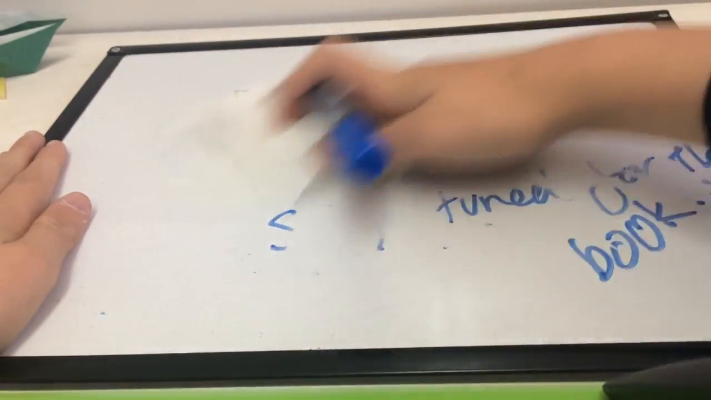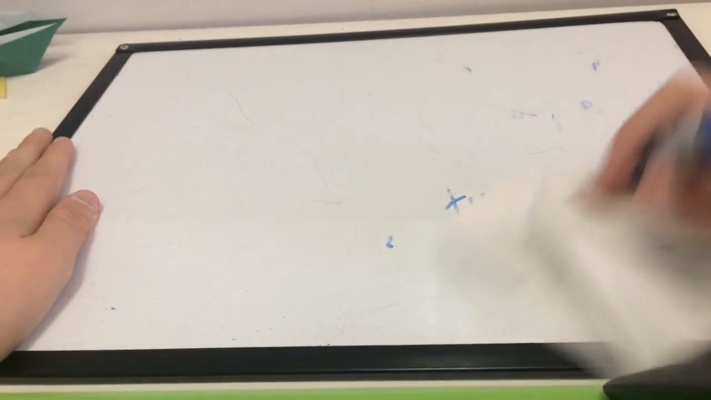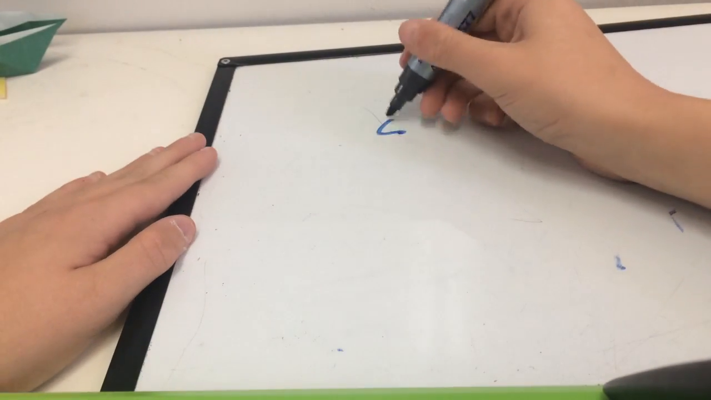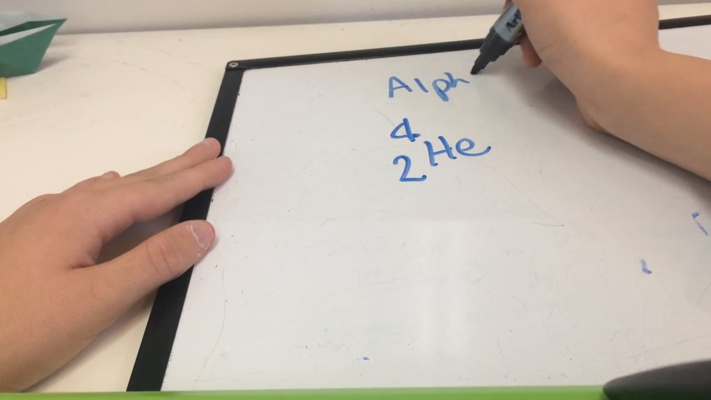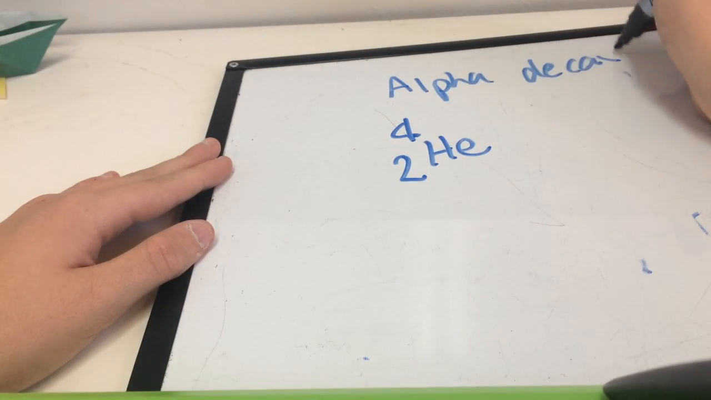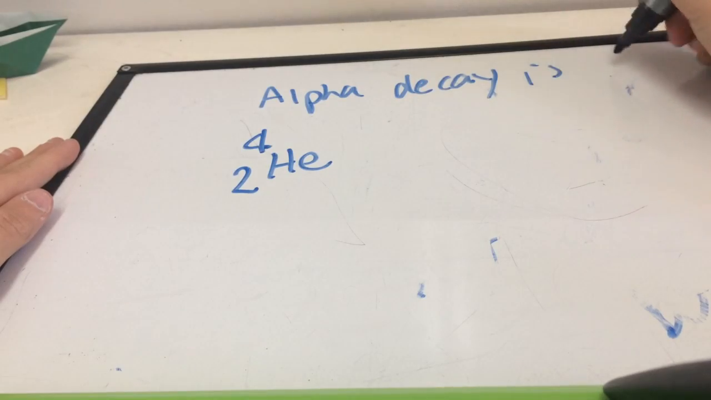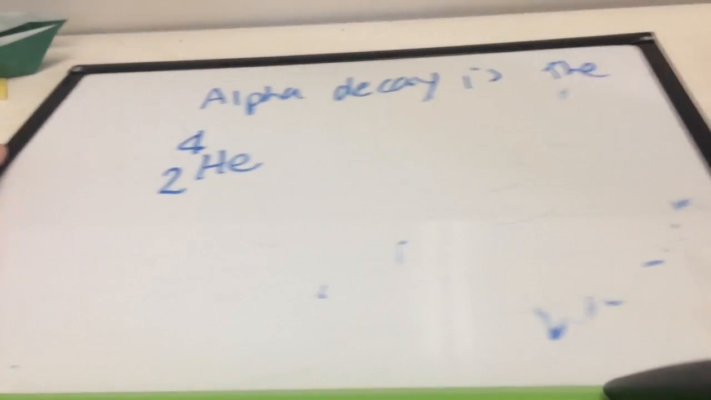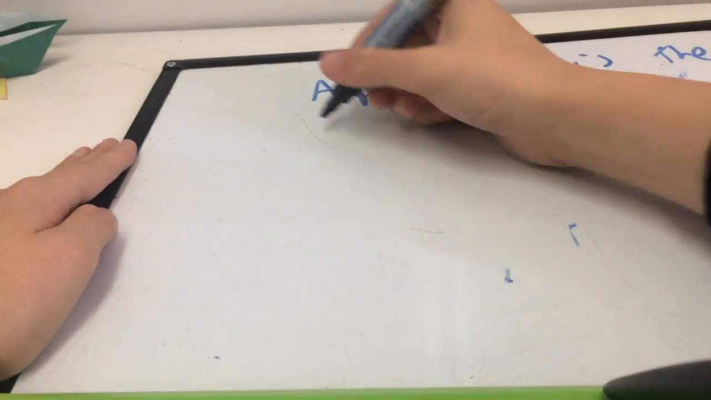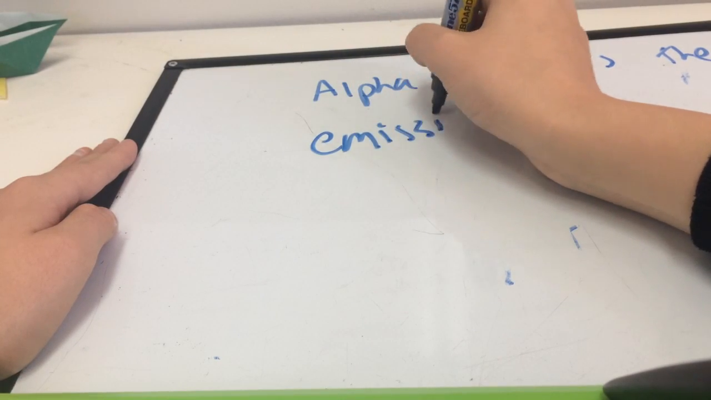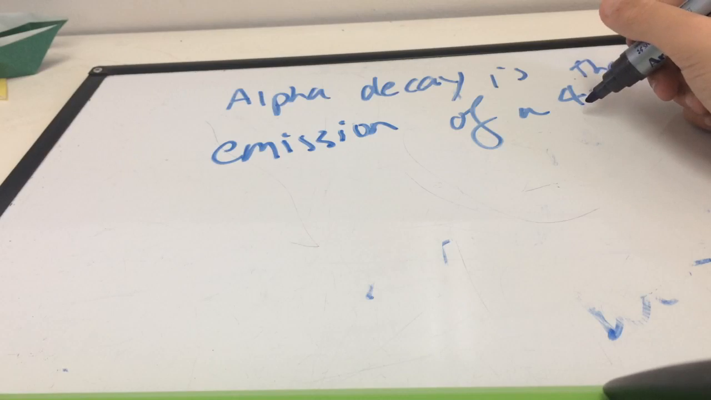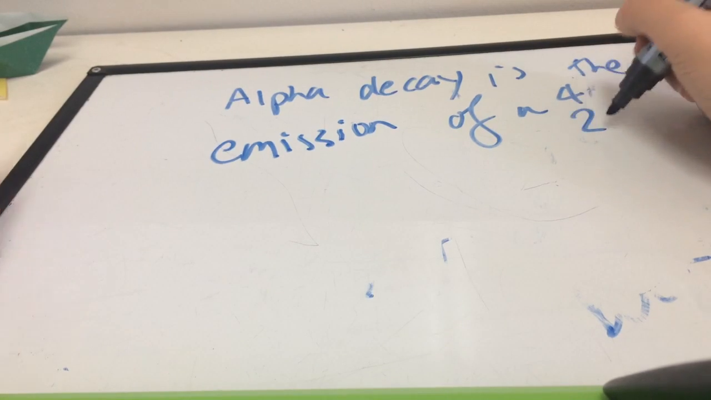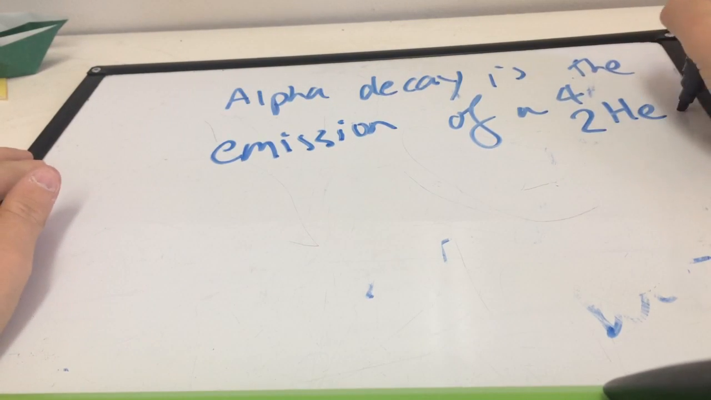But anyway, I'm just clarifying one thing quickly before we stop. Alpha decay is the emission of a helium-4 nucleus.